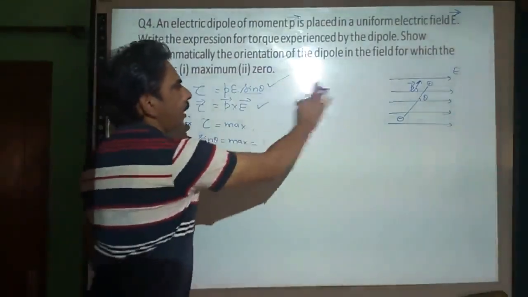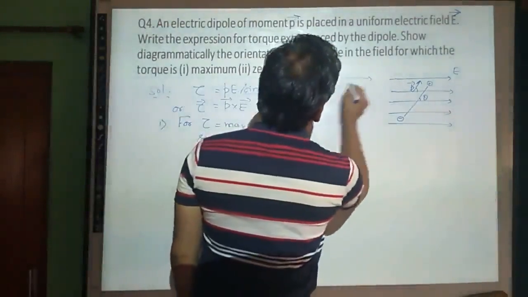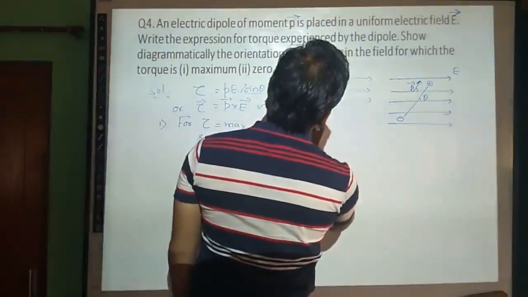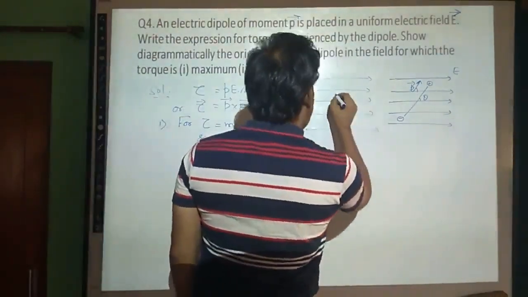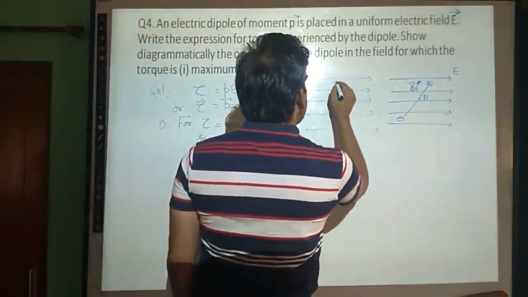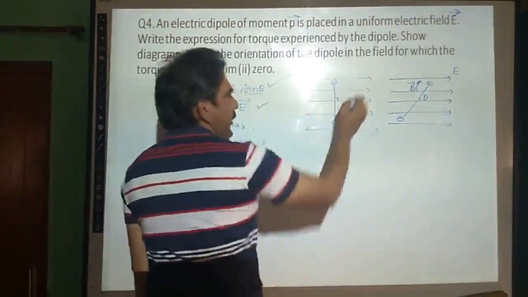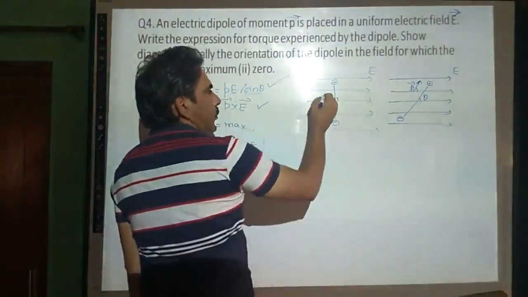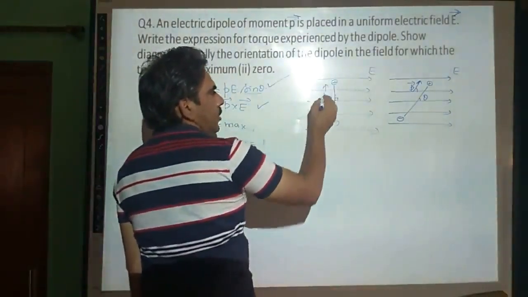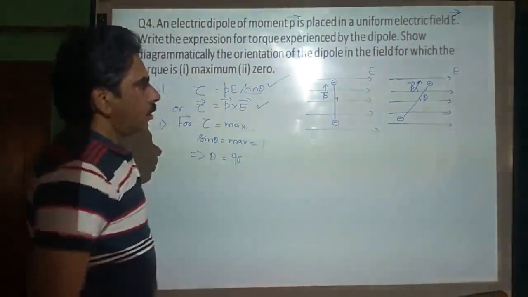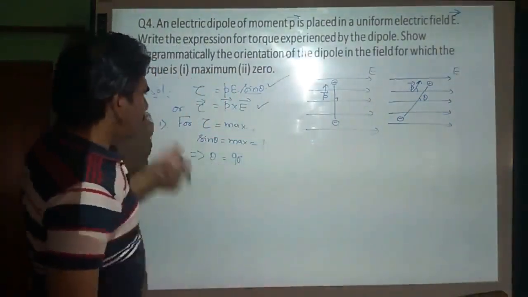So diagrammatically, how can we draw it? Here it is the electric field, uniform electric field. So dipole has to be perpendicular, so that it makes an angle of 90 degree with the electric field, because the moment in this case is in this direction. So that is the first part.